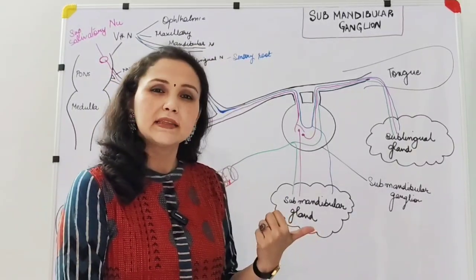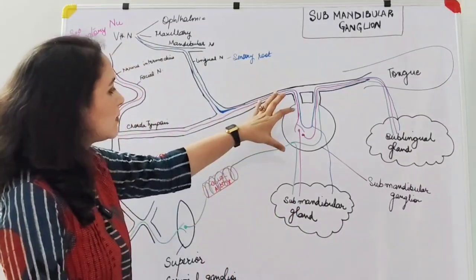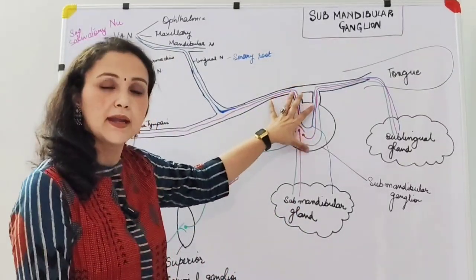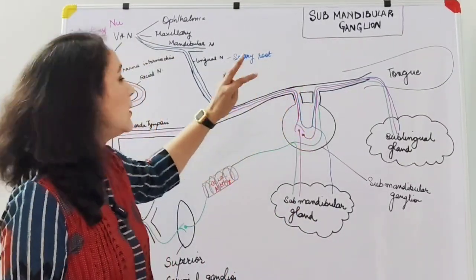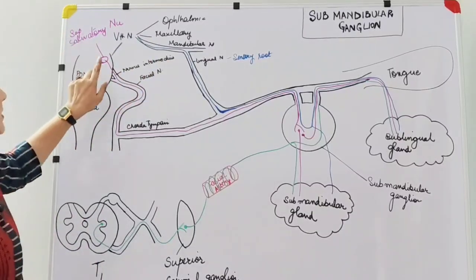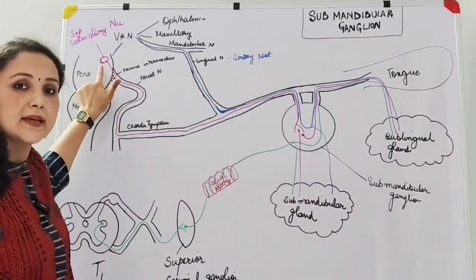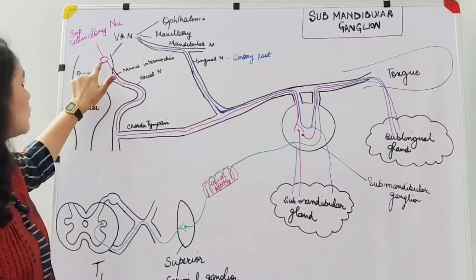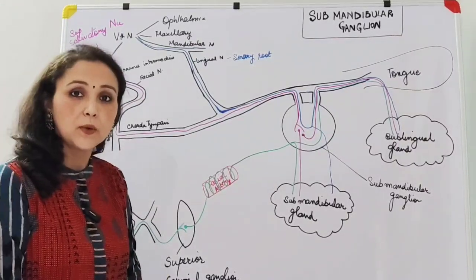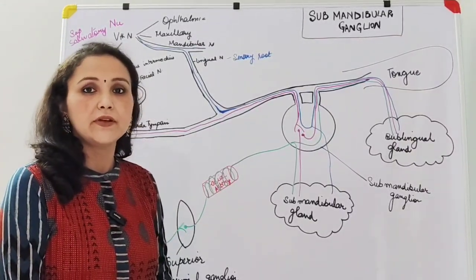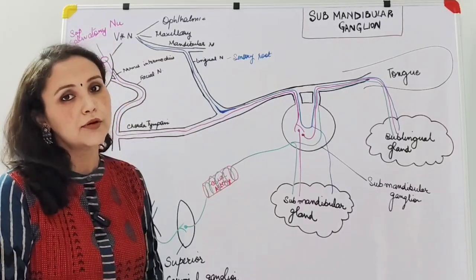Another question can be, which is the parasympathetic nucleus? We discussed it in the previous video also. The parasympathetic ganglion is the submandibular ganglion, and the parasympathetic nucleus that is responsible for the secretions is present in the pons, that is the superior salivatory nucleus. Superior salivatory nucleus, and it is there in the pons.